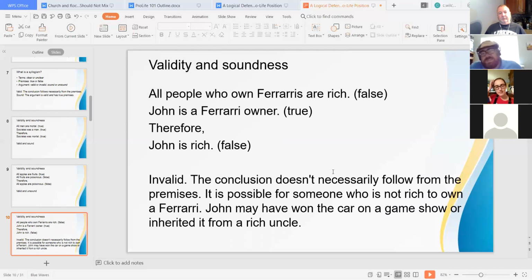Okay, now here's another invalid argument which takes a little more thought to see why it's invalid. So premise 1 says all people who own Ferraris are rich. Premise 2 says John is a Ferrari owner. Therefore, the conclusion is John is rich. But this is actually an invalid argument because the conclusion doesn't necessarily follow from the premises. It is possible for someone who is not rich to own a Ferrari. John may have won the car in a game show or inherited it from a rich uncle.